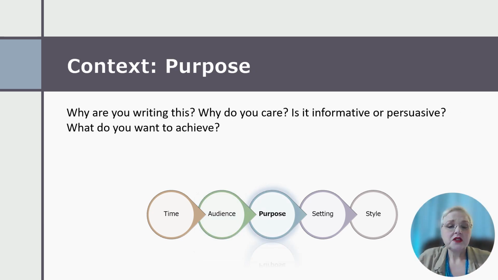Purpose is also something that's important. We talked about it just a little bit while ago, right? So setting up an informative or persuasive essay requires different elements that are going to be things you need to set in place before you start writing. Think about why you're writing it. Why do you care? Is it informative or persuasive? And what you want to achieve.